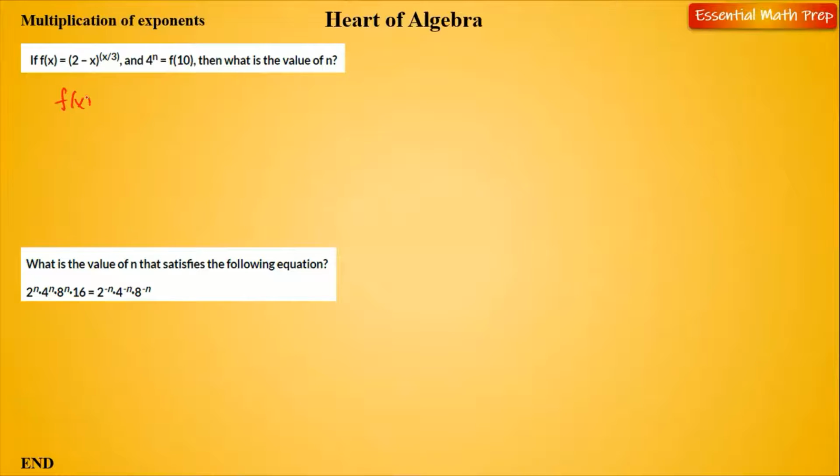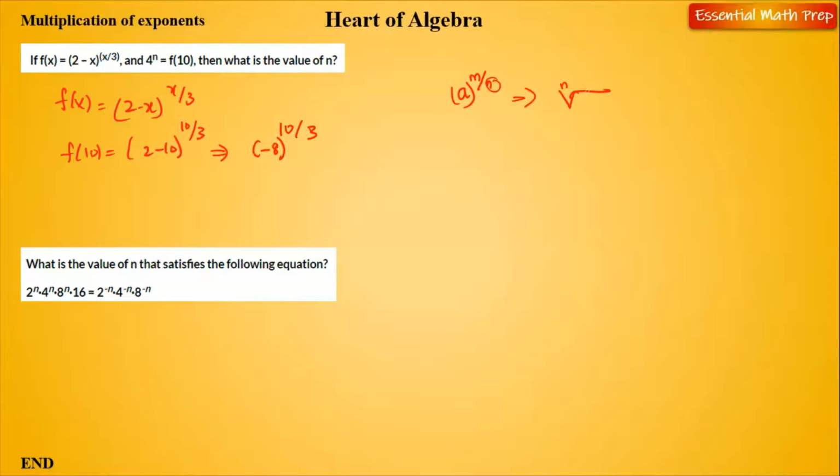We know a function, which is f of x equals 2 minus x raised to the power x over 3. And we want to know what is f of 10, which would be 2 minus 10 raised to the power 10 over 3. For a novice that's learning these concepts, it seems quite obvious they would find it difficult. Okay, so here's how you do it. Let's simplify what's inside the bracket first, so that it leads to minus 8 raised to the power 10 over 3. If you have a power m over n, this literally means the nth root of a, where whatever is in the denominator becomes the root, and whatever is in the numerator becomes the power.